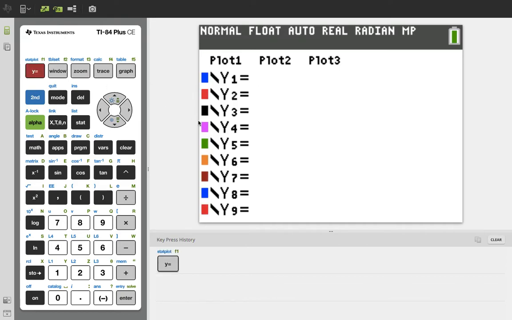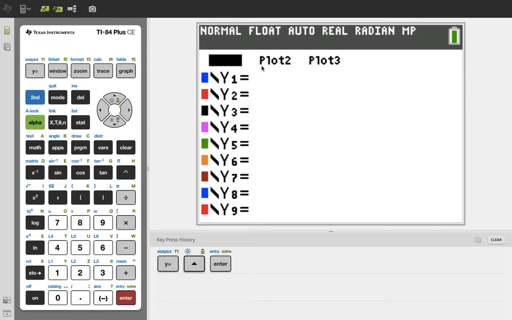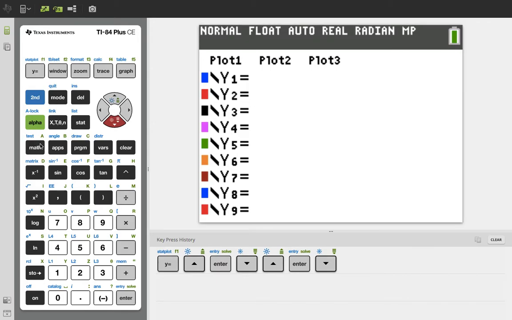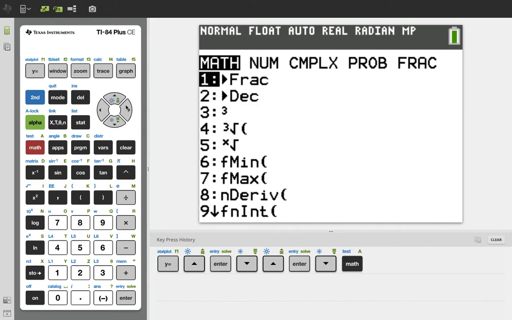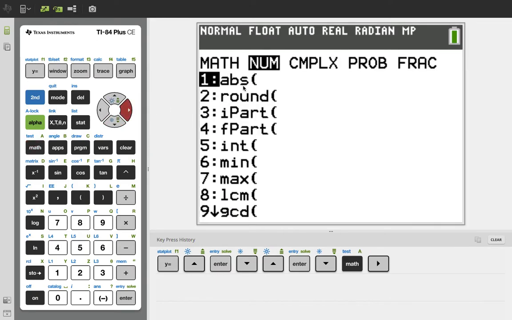If any of these plots are highlighted up here, you can see mine are not highlighted. This is what it looks like when they're highlighted. If any of these are highlighted, just go up to them, hit enter so that they become not highlighted. And so I'm going to put in the absolute value of x. Now the absolute value can be found in the math menu on your keyboard. So I'm going to hit math, and then I'm going to go over to number, and the first choice is absolute value. So I'm going to hit enter.